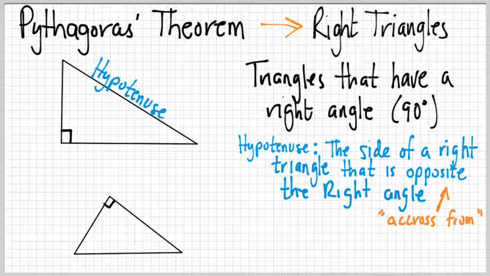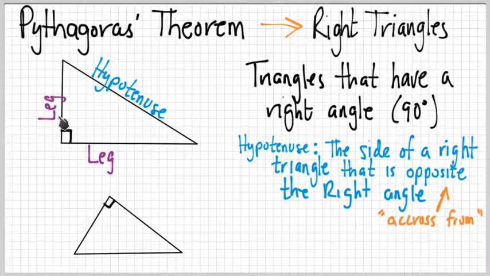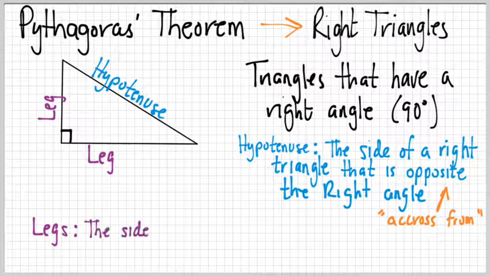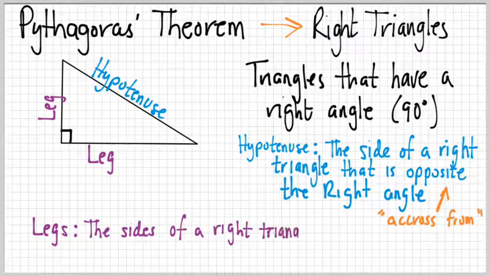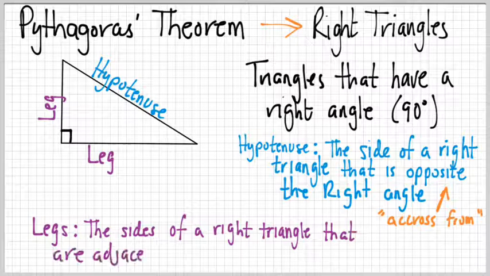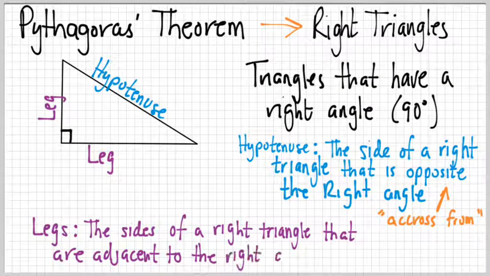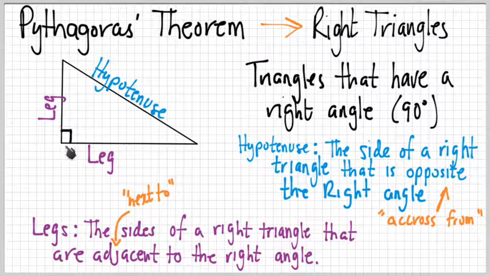Next up we have the legs. Both of the other sides of the triangle have the same name, the legs. Those are the shorter sides. Sometimes they're equal in length, sometimes they're not, but they're both called legs, and they are defined not as the shorter sides, but as the sides of the right triangle that are adjacent to the right angle. And adjacent basically just means next to. So we can see here these legs are right next to, on either side of, the right angle. Those are the legs.